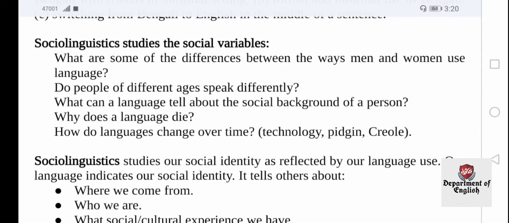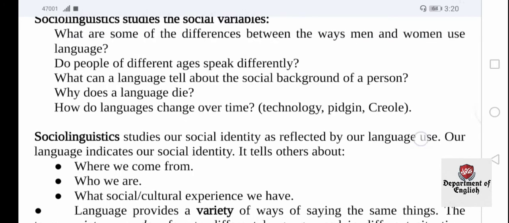Sociolinguistics studies the social variables. What are some of the differences between the ways men and women use language? Do people of different ages speak differently? What can a language tell about the social background of a person? Why does a language die? How do languages change over time, and is technology good or cruel?